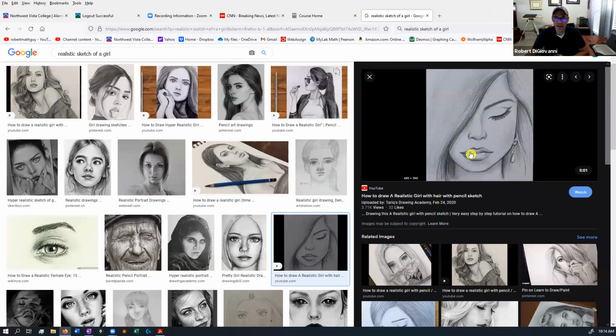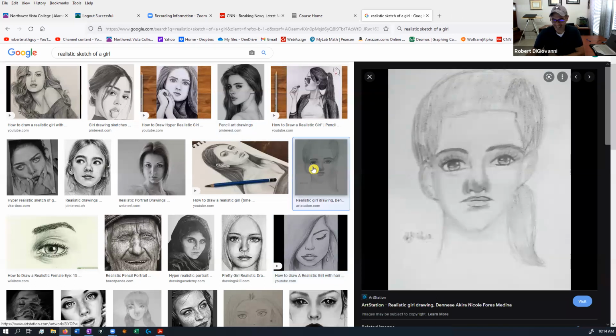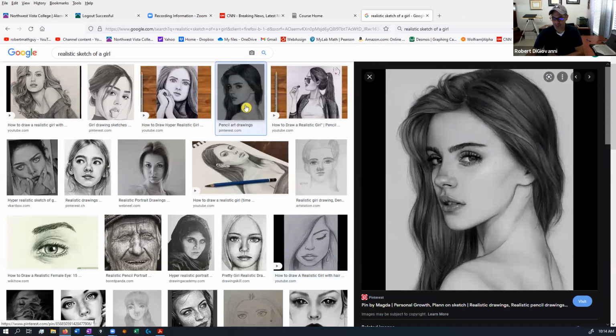That one's okay, right? It's not terrible, but compare that to this one. Like there's something different, or this one. Okay, like that one and this one. What's the difference here? There's something different. I know it's the detail, but it's more than the detail.